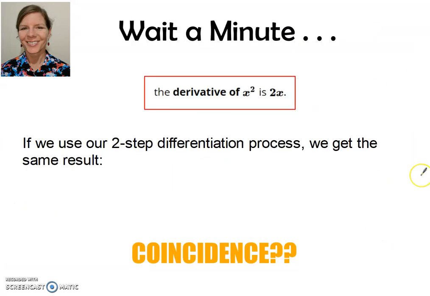Now, hang on a minute. If we did that with our two-step process, where f of x is x squared, and f prime x is, we bring the power down and reduce the power by 1, we get the same thing. So, is it a coincidence? Let's explore a little bit further and see.